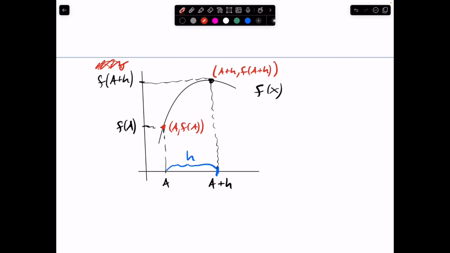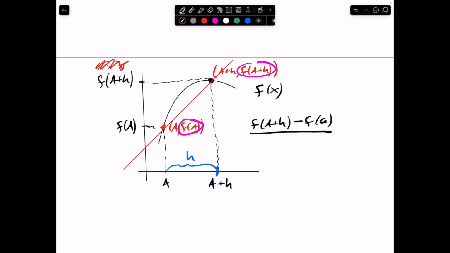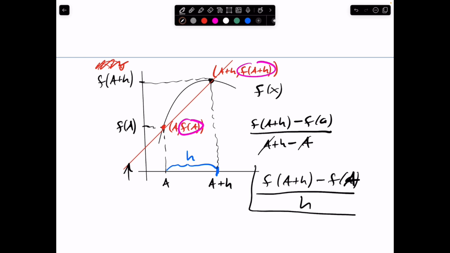So what's the slope? Let me draw the line in. If I actually drew the line in, what would the slope of that line be? Well, just the slope formula. f of a plus h minus f of a, that's nothing more than the difference in the y's, divided by a plus h minus a, where the a's are going to cancel out, and you're left with this expression for the slope of that red line: f of a plus h minus f of a, over h. And that's just another form for the slope of that line, depending upon the points that you're given.